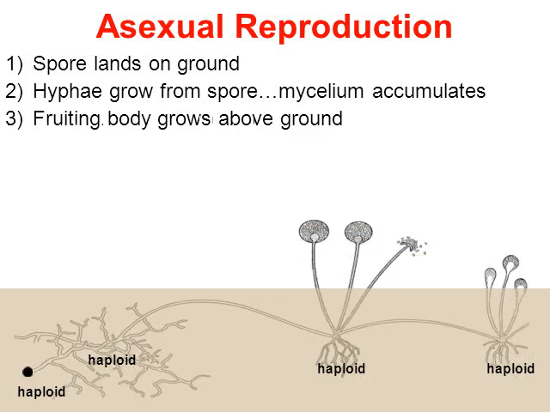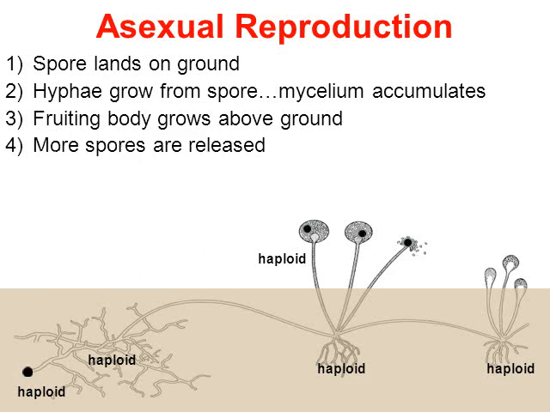And then what happens is an above ground fruiting body is going to grow, and inside of the fruiting body are more of those reproductive cells called spores. So the fruiting bodies grow above ground. Again, everything right now is haploid. And inside of those fruiting bodies, spores are released. And notice in the animation, even the spores are haploid. So when we look at the asexual life cycle of a fungus, it's a haploid organism.